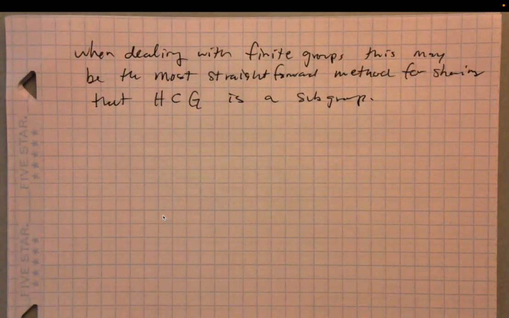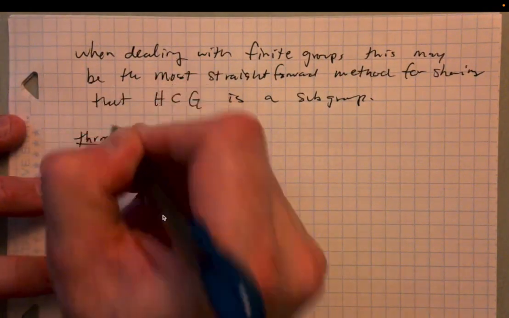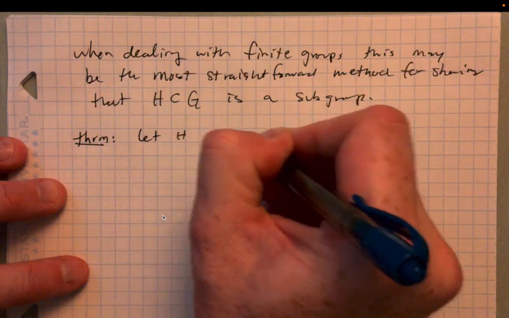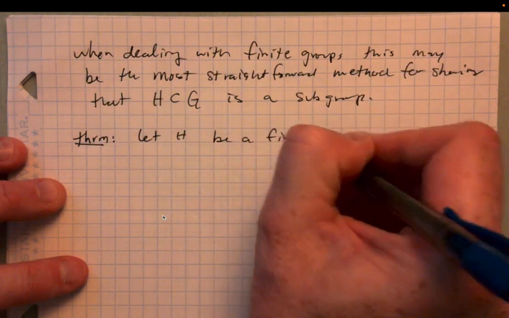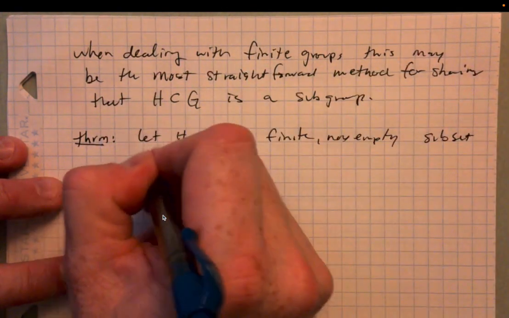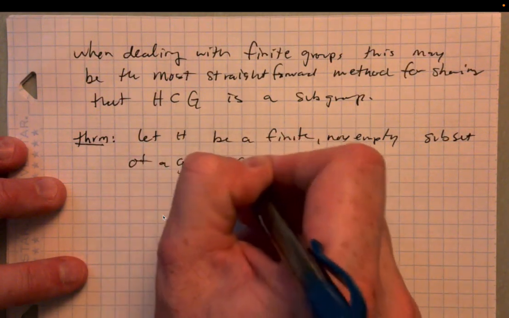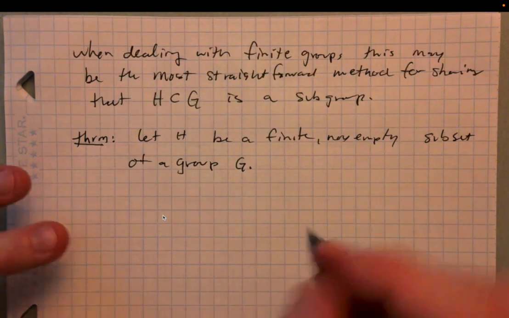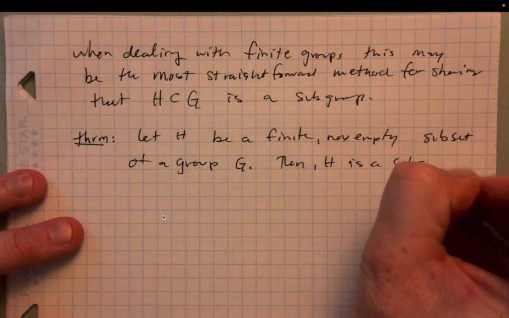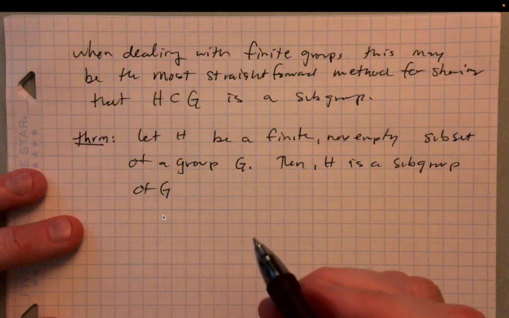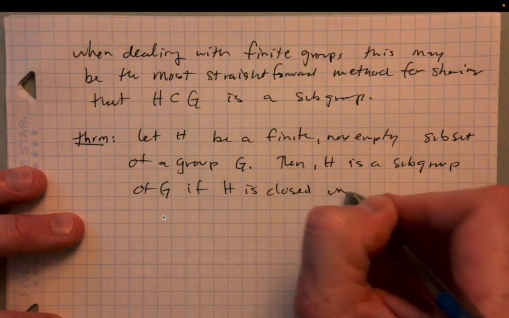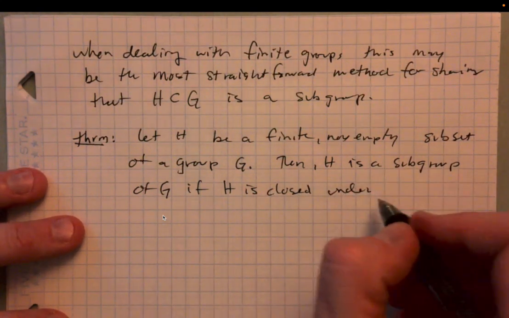Okay, so the theorem says, let H be a non-empty finite subset of a group G. Then H is a subgroup of G if H is closed under the operation of G.